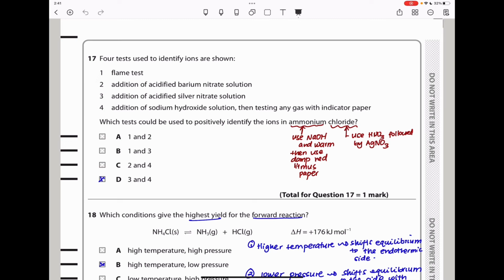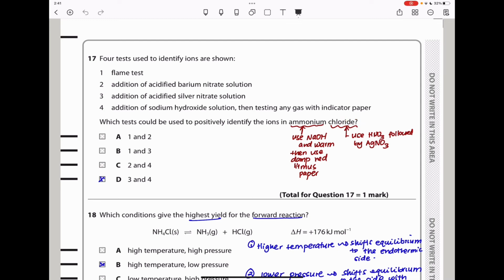So what I wrote here is, for ammonium, what we usually do is you add sodium hydroxide, and then you warm. When you warm, a gas is going to come off. This gas is ammonia gas, and that gas turns damp red litmus paper blue. So for this case, we will use sodium hydroxide, and then we can use litmus paper. So this test here makes sense for the identification of ammonium cation.